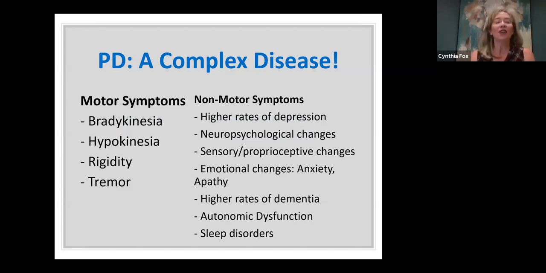Now to pick up where I left off, Parkinson disease, as you know, it's complex. So we have those motor symptoms, but there's also non-motor symptoms to consider, and we need to consider these as part of rehabilitation. Although we're not directly, in some cases, addressing them as they might be done medically, indirectly, we certainly can have an impact. And so some of those symptoms might be depression, subtle neuropsychological changes, sensory proprioceptive changes, emotional changes, more anxiety or apathy, autonomic dysfunction, and sleep disorders. And indirectly, exercise and rehab oftentimes can have a positive impact on some of those non-motor symptoms.